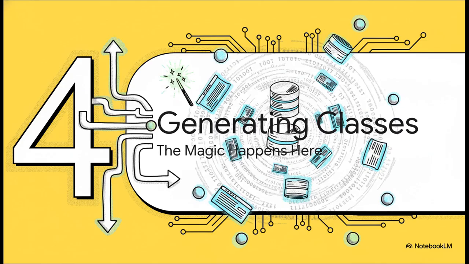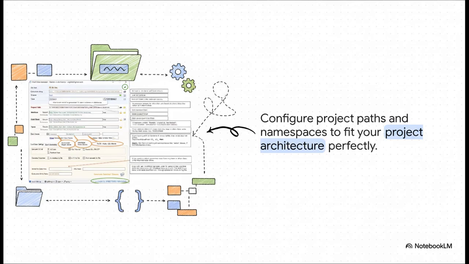Now for the really, really fun part. This is where the magic happens. Now, before we hit the big Generate button, just take a quick look at the configuration options. You have complete control here. You can point it to the exact project path for your files and set up all your specific namespaces. This is super handy because it makes sure the generated code fits perfectly into your project structure.